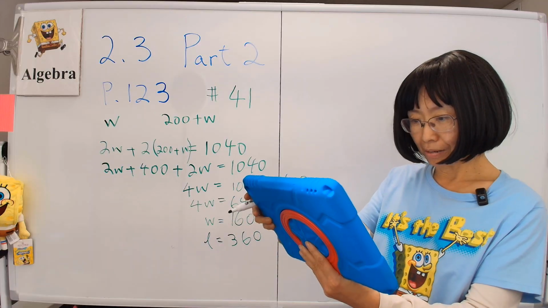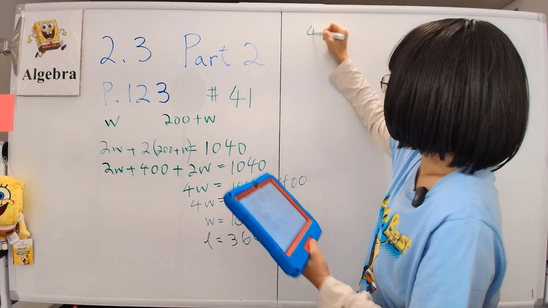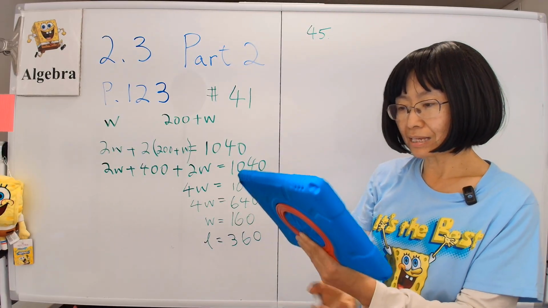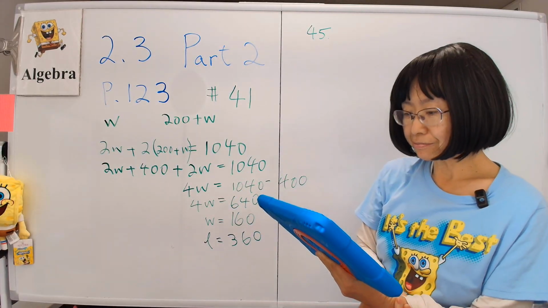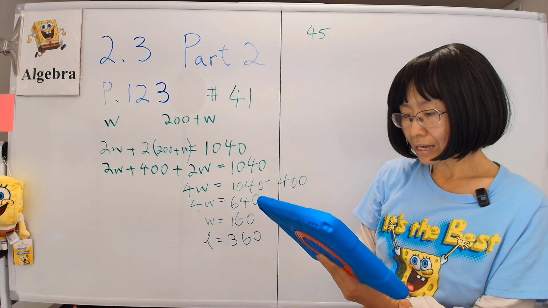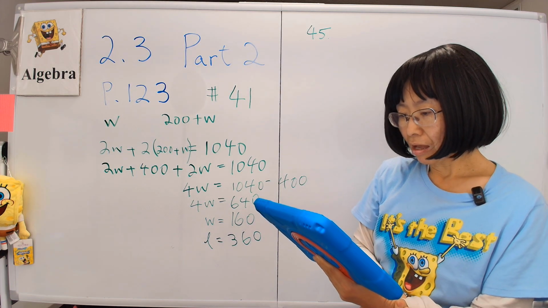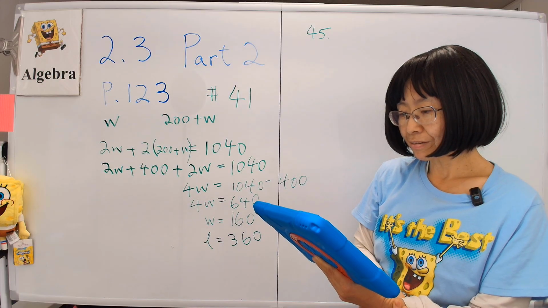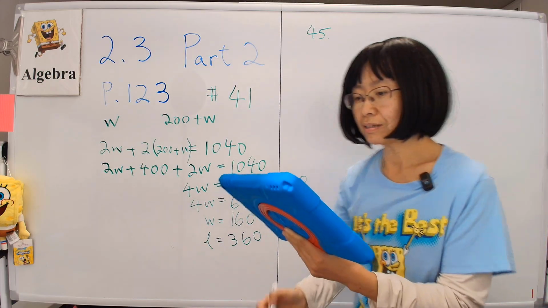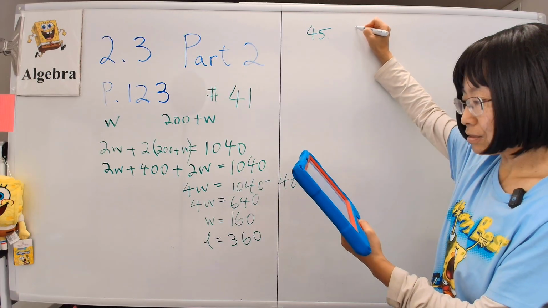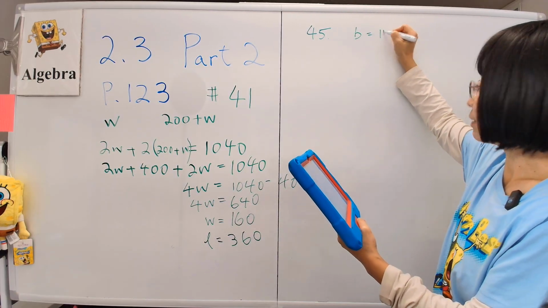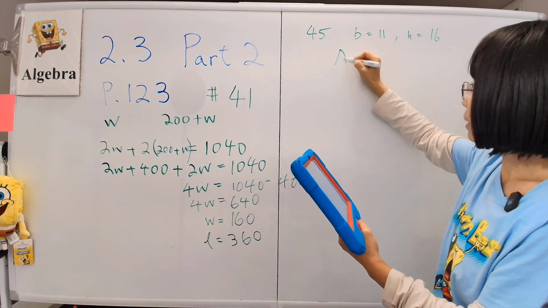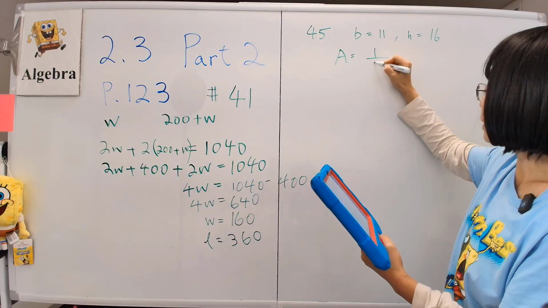Next, let's do problem 45, which says the area of some triangle is base times height over 2, and the triangle has a height of 16 inches and a base of 11 inches. Find the area. All right. So the base equals 11, height equals 16. And what's the area? Area is given as 1/2 base times height.